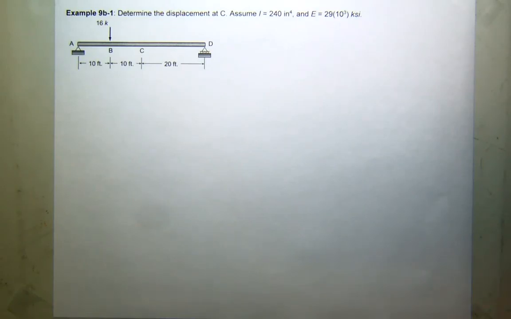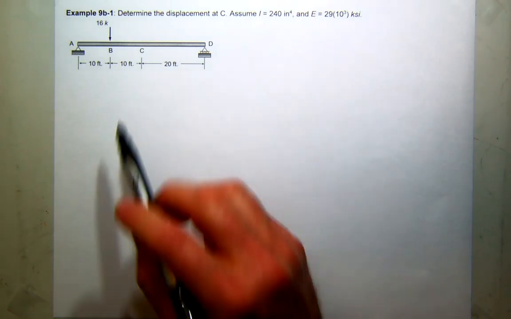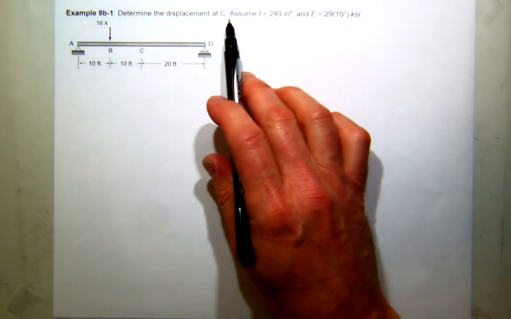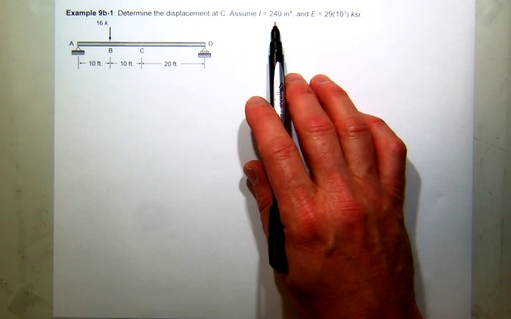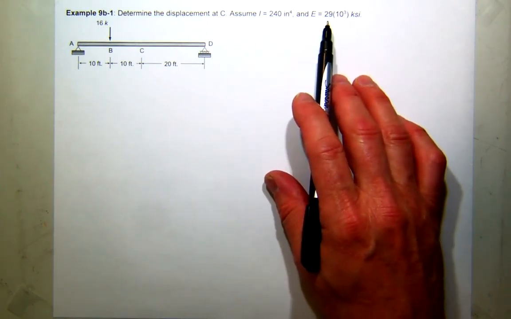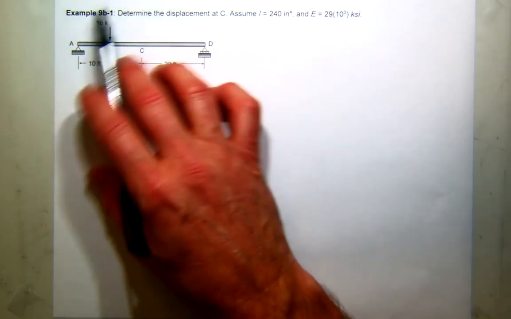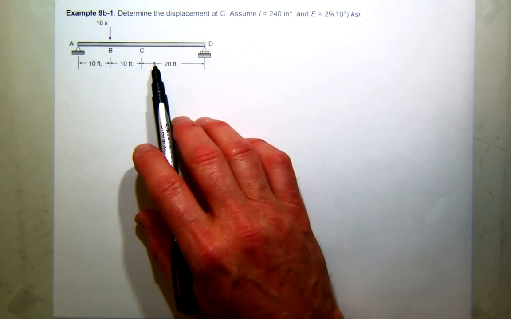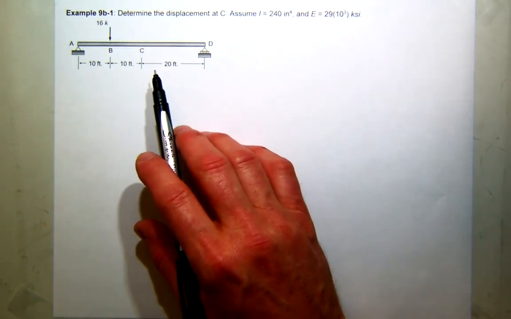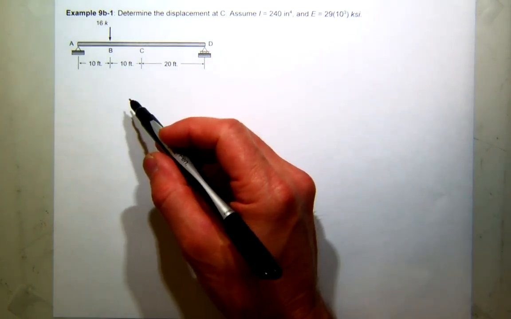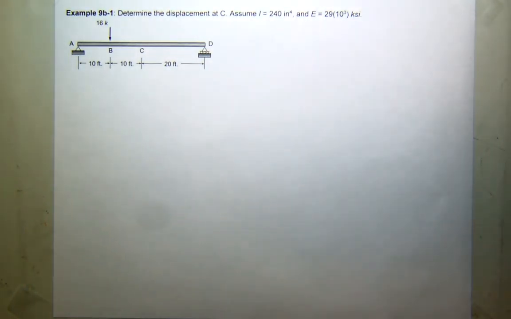Okay, so we have a problem here, one like we've been talking about in class, and I want to determine the displacement at C. You can see I have values of I, moment of inertia, and E of elasticity. Now, we could solve this problem in a lot of different ways. Direct integration, conjugate beam, but the one I want to demonstrate to you today will be virtual work.